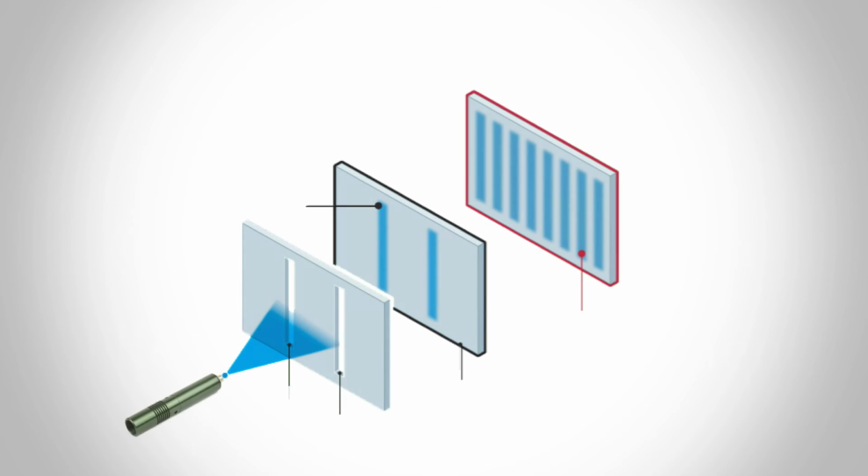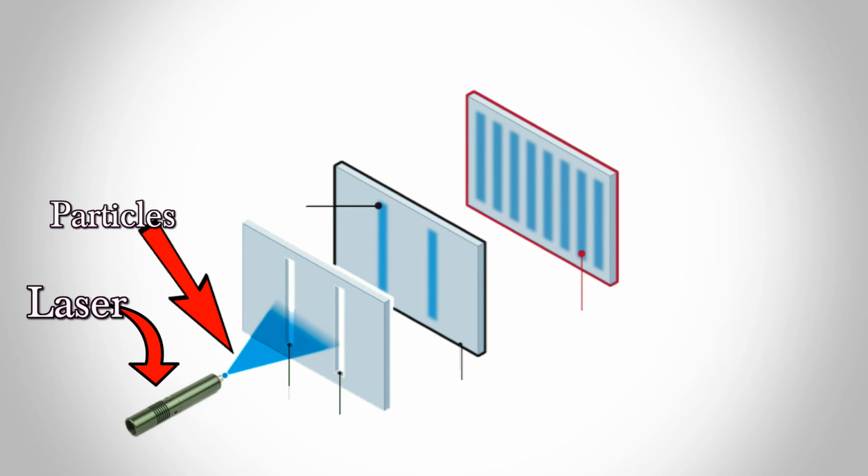In the experiment, a particle emitter, let's use a laser for this example, which emits particles of light, or photons, is aimed at a plate which has two parallel slits. Any light that passes through these slits is recorded on a screen behind the plate.